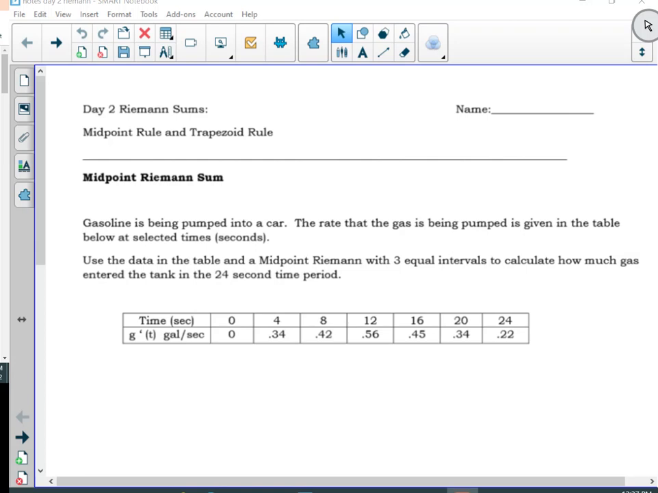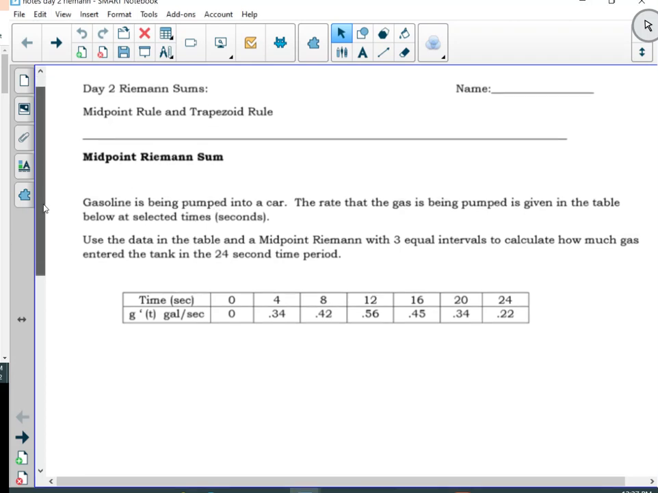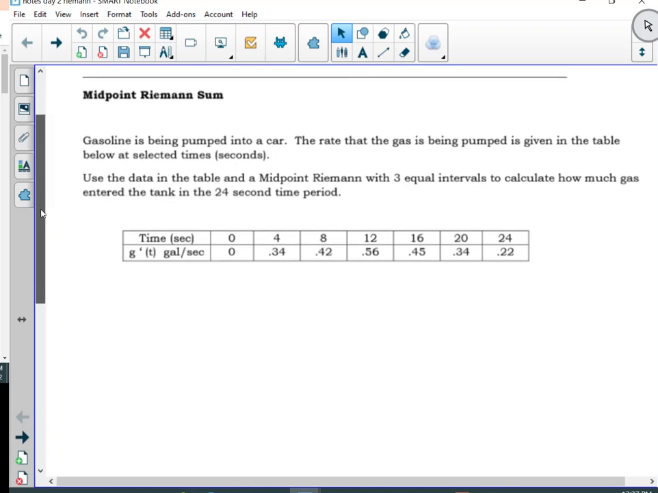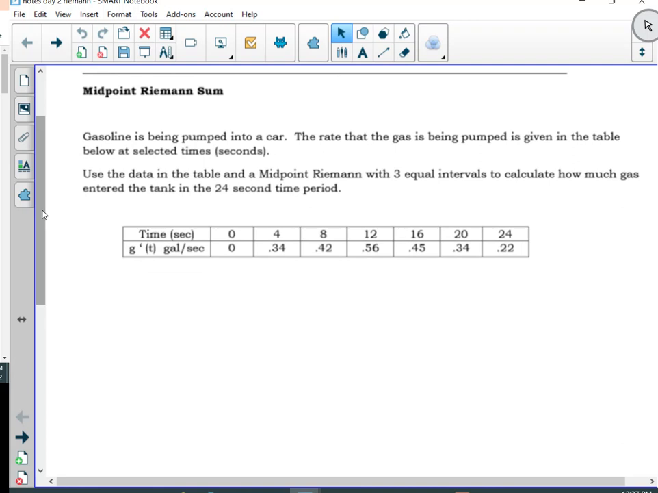Okay, so now we're going to look at two other techniques for estimating an integral or estimating an area under a curve. The first one is a midpoint Riemann sum. Riemann because it is still using rectangles. And you will see in a minute, midpoint is not a clever name. It is very descriptive of what we're going to do.